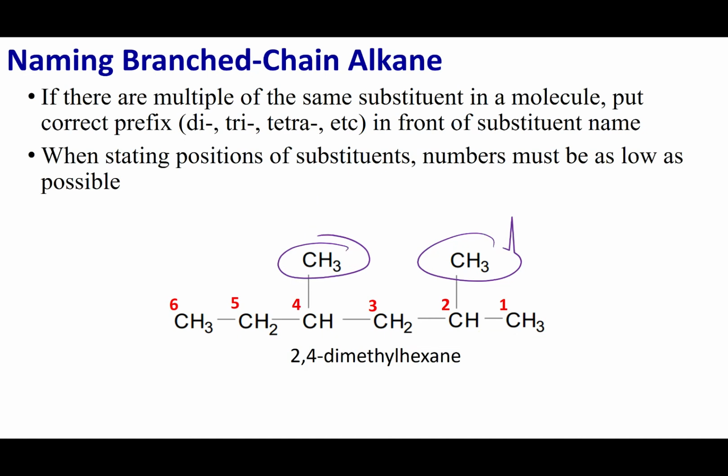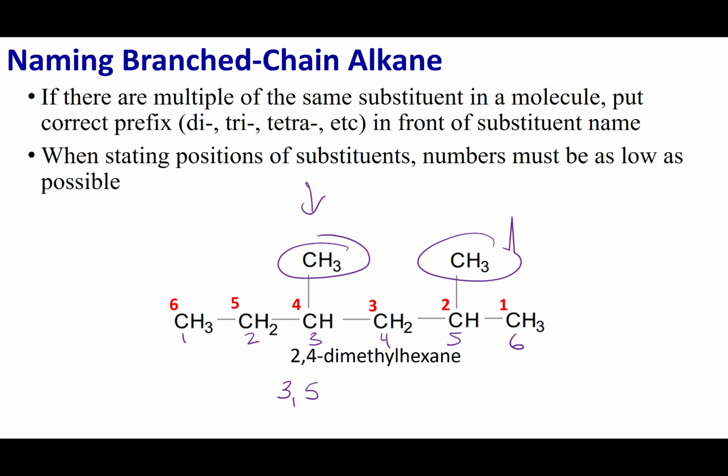For example, I could have numbered this carbon chain from left to right. If I did this, the locant of the first methyl, this one right here, would appear on carbon number 3. And the locant of the second methyl group would appear on carbon number 5.